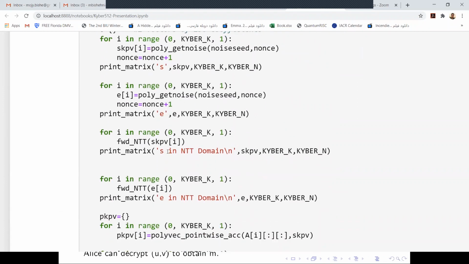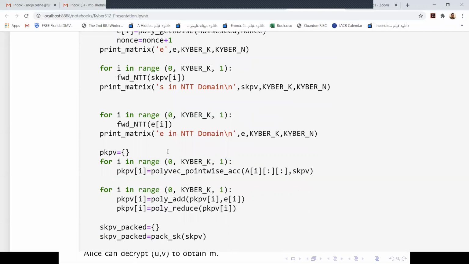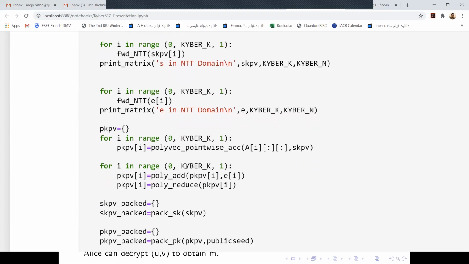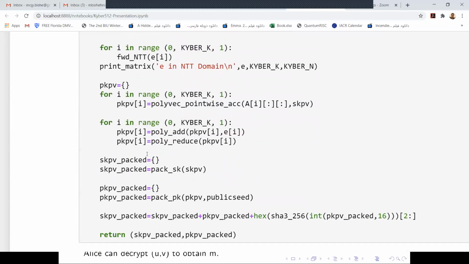Here we compute A multiplied by s, which is the secret key. And as you see, for Kyber k, we should repeat this equation to compute all vectors in the public key. And then we add error to all these vectors in the public key. That's it.